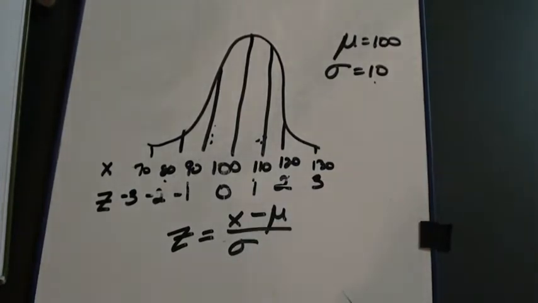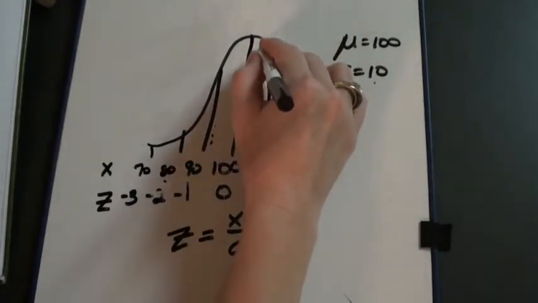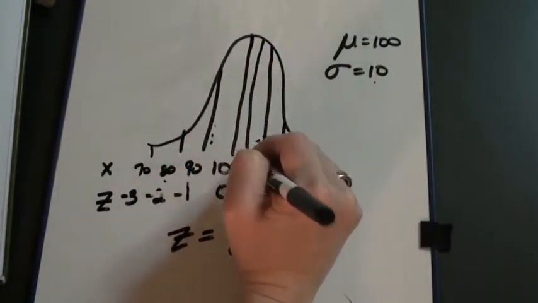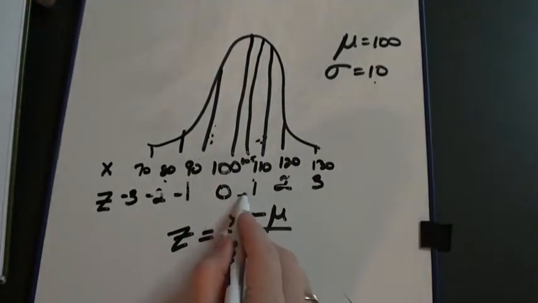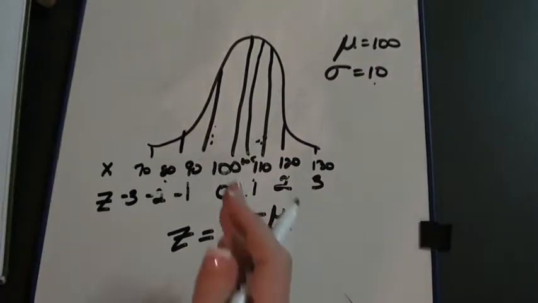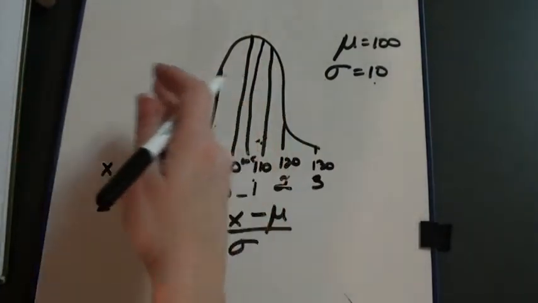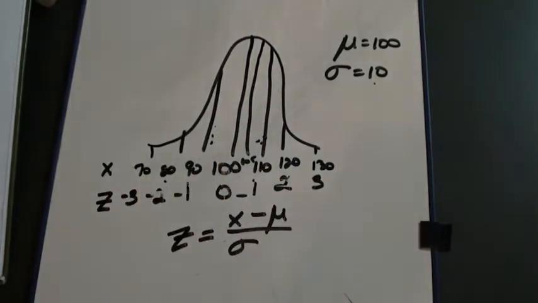Okay, so for example, if I wanted to know something about 105, which is right in here, I can convert 105 into a z value and be able to see the z value that corresponds with it. Because of those probabilities before, we're able to find out what the probability is of all these different z values because of the empirical rule.